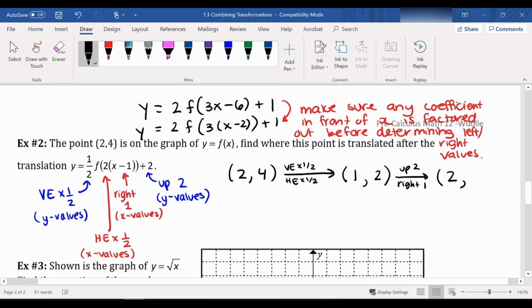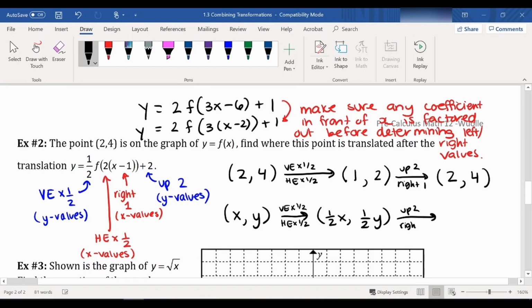If I move up 2, my new y coordinate will be a 4. So on this graph specifically, it happens to end up that we have moved back to where we started. If we were doing a general mapping for any point on this graph, if we started at x, y, our new point would be at half x, half y for our vertical expansion and our horizontal expansion or compression by 1/2. And then if we move up 2 and right 1, we would end up at 1/2 x plus 1.